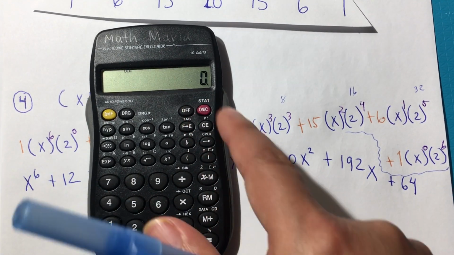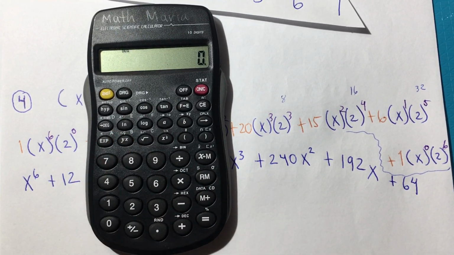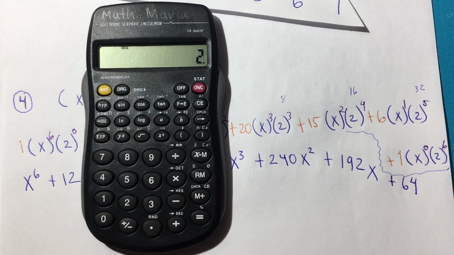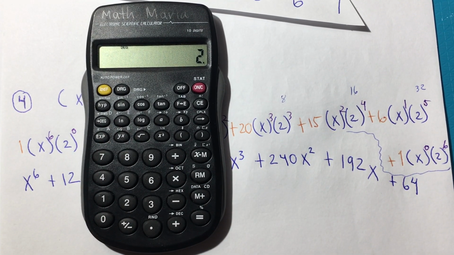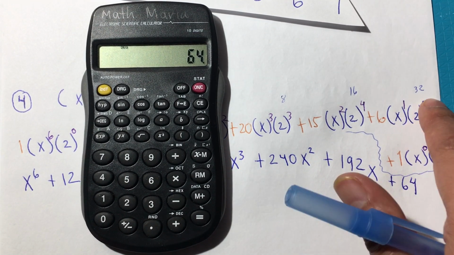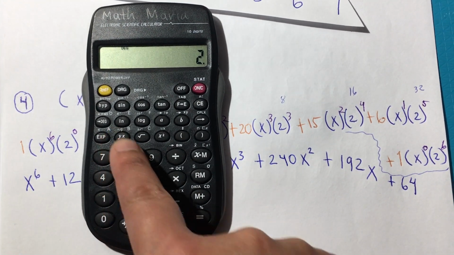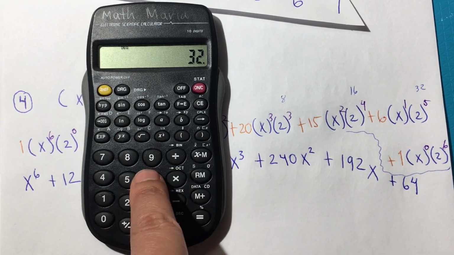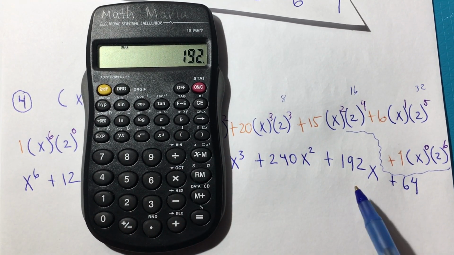And you can do it by using the power button in here. So it's just 2, you press the power button to the 6th power, and you press equal, that's 64. Same here. 2 to the 5th power is 32. Times 6 is 192.